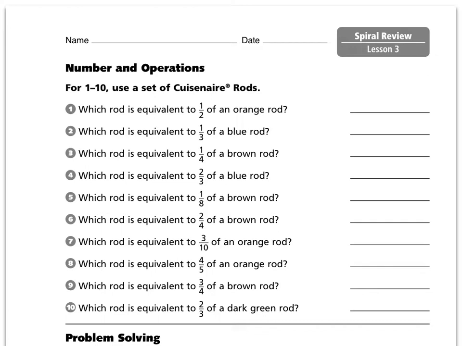Number 1, which rod is equivalent to half of an orange? The orange rod is at the bottom, so I need to figure out what's half of that. There are 10 rods all together, so I know that half of 10 is 5, so I need to figure out what's the 5th rod. The yellow rod is going to be the 5th rod, so I would write yellow.